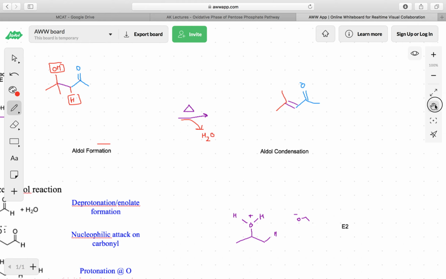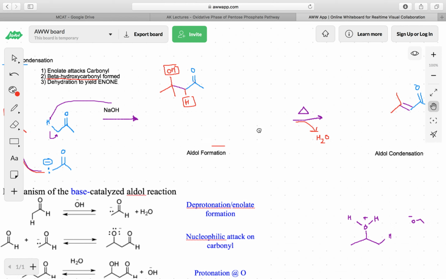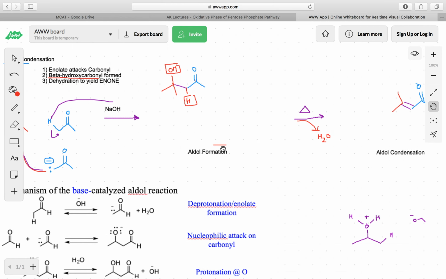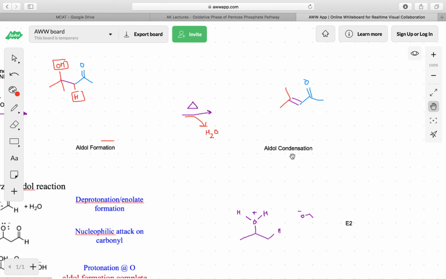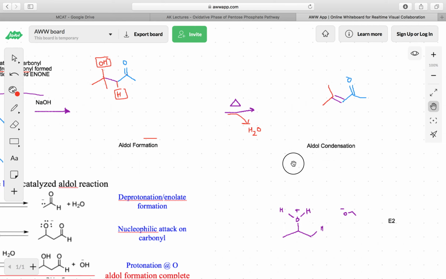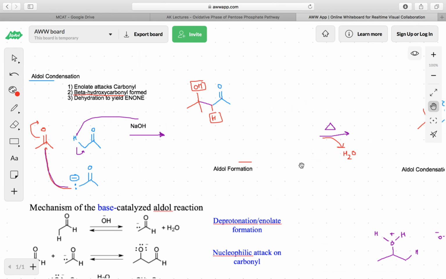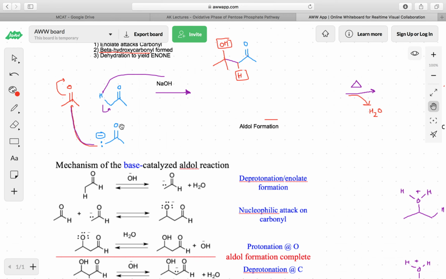So it's a two-step reaction, sort of. The first step, you add base or acid to get your aldol formation. In your second step, you can add heat to get your aldol condensation product. So this is pretty interesting. Let's look at the mechanisms that can go into it. There's two separate types of mechanisms. The more common one is the base catalyzed, and then there's the acid catalyzed. So let's go over what happens.